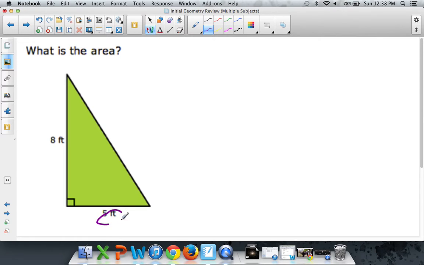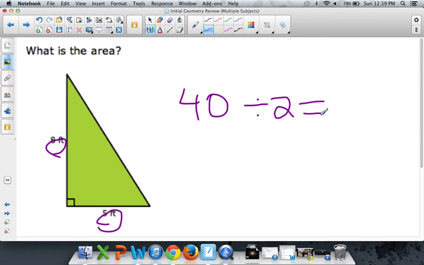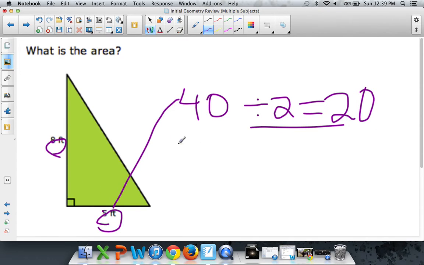So you still multiply 5 times 8, which is times tables, 40. But when you're done, you have to divide by 2. Because you're not dealing with a whole rectangle. A triangle is more like half a rectangle. A triangle is more like half a square, or even half a parallelogram. Anyway, 40 divided by 2 is 20. So the area of this triangle, 8 times 5 equals 40. Divided by 2 equals 20. 20 feet, it says feet over there, feet squared.